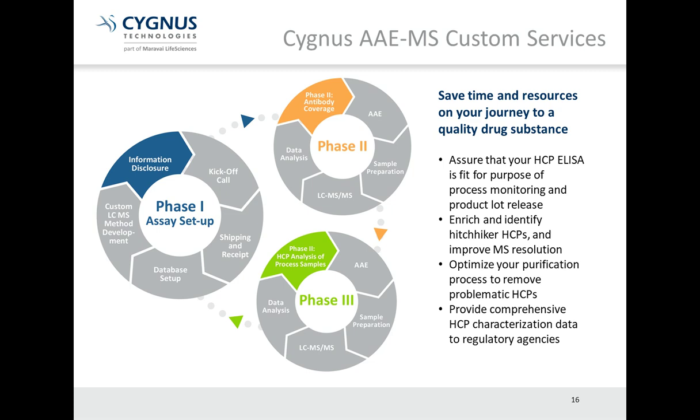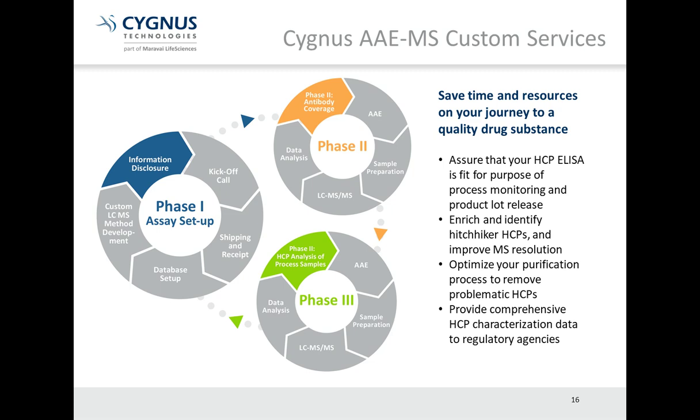So to wrap up, incorporating mass spec into HCP analytics can be a highly valuable strategy to ensure the best possible clinical outcome. You can assure that the HCP ELISA is fit for purpose, as well as enrich and identify hitchhiker protein. It is also a valuable tool to guide purification process development and to assess the impacts of process changes. However, the most important use for mass spec is the ability to identify the HCPs that are found in the final drug substance.